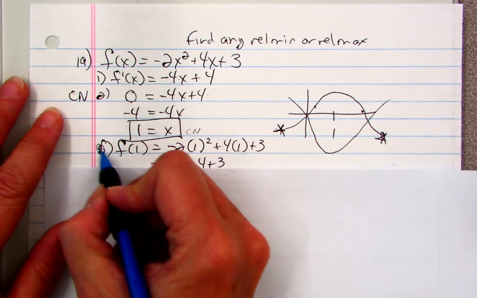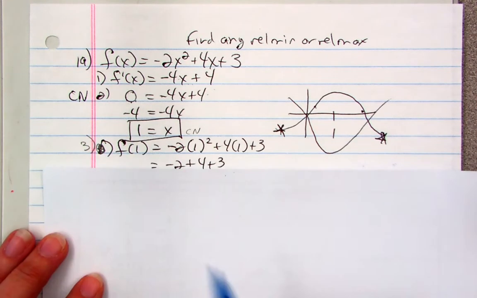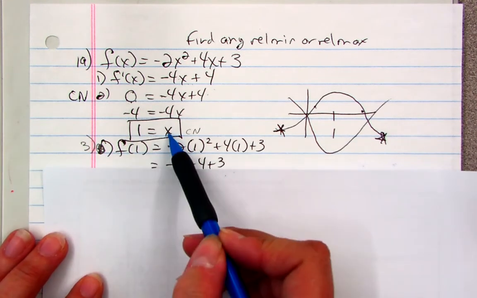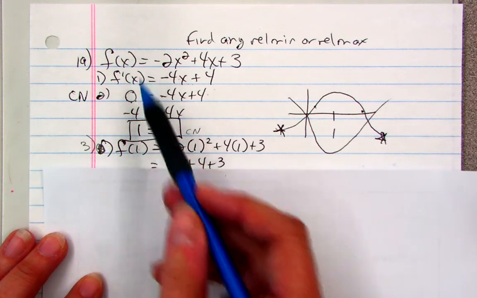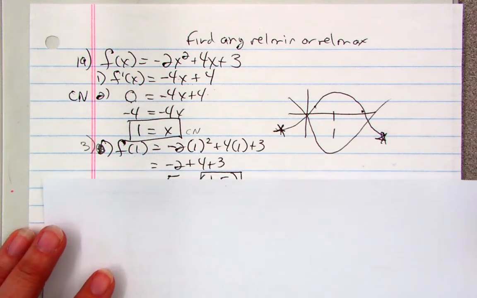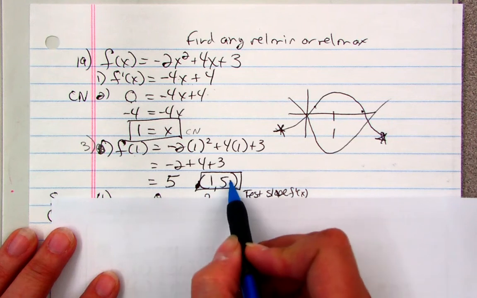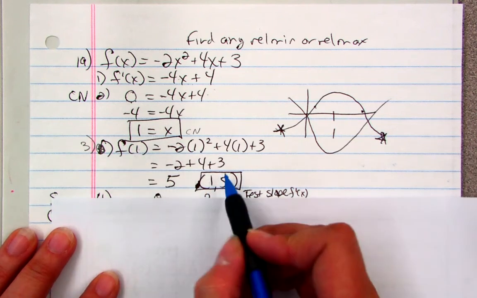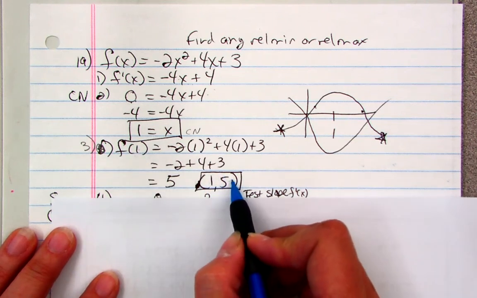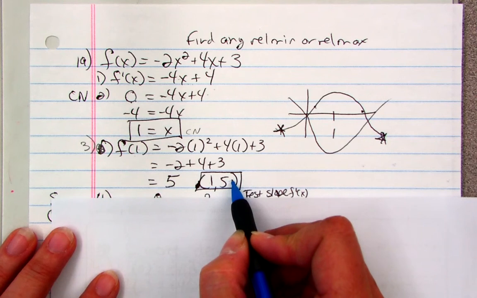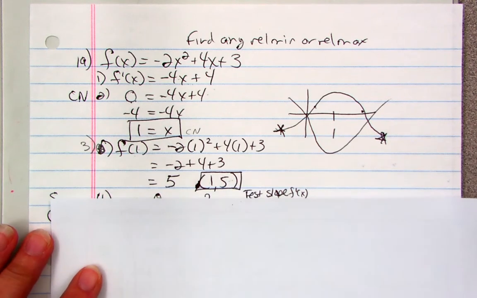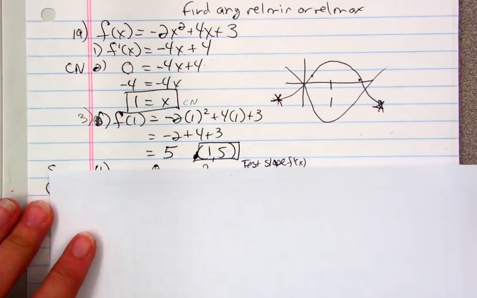Sorry, you can't even see that number. That's a number 3. Step 3 is to take my critical number and evaluate it back into my original function, just so I can get that ordered pair. So that is 5. I'm going to make that ordered pair (1, 5). So back in my original function f, this ordered pair (1, 5) could possibly be a relative min or max. Let's continue through the steps to find out what it is.